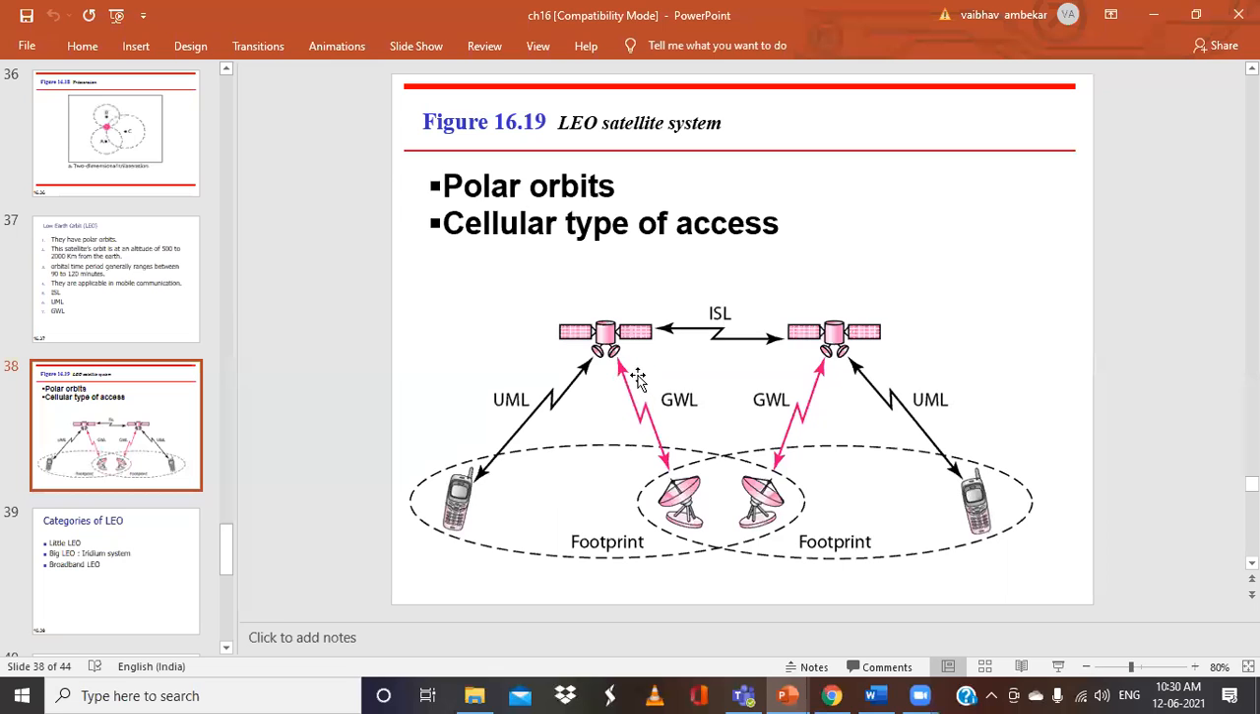Okay, so satellites can communicate among themselves, and that we call the ISL, the inter-satellite link. This inter-satellite link is used for communication between two satellites, and from satellite to mobile phones or user mobiles it is done using the user mobile link. And communication from the satellites to the earth station can be done using the concept called GWL, that is, the gateway link.